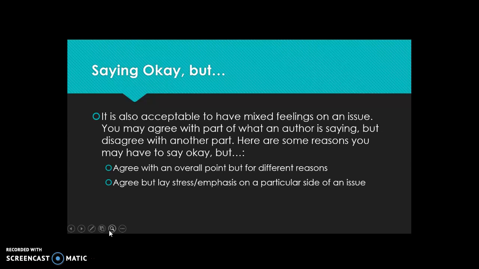So if an author says that there's reason A that this is happening and there's reason B that this is happening, you could say, okay, I see these two reasons, but I feel that reason B is more important than reason A, and they need to take that into consideration. Again, this is not an exhaustive list. There are plenty of other reasons to agree, disagree, or be on the fence about things, but this is just to give you guys some examples for when you're reading and starting to brainstorm for your body paragraphs.